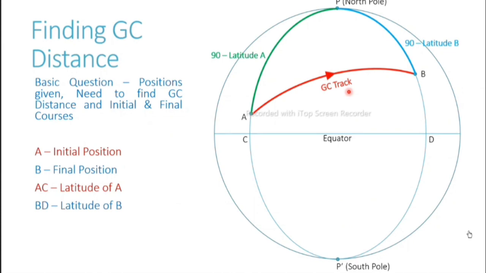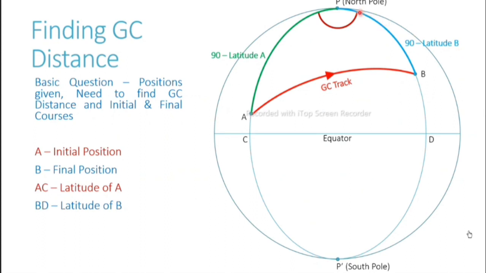Okay, so we have a spherical triangle, and in this triangle we have already identified the two items which we know. One is side PA, which is the colat of A, known to us as the latitude is available in the question. The second side, PB, which is the colat of B, is again available to us as the latitude of B is given to us. Now let's see what other information is available here.